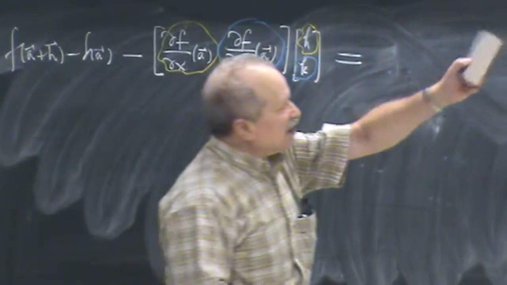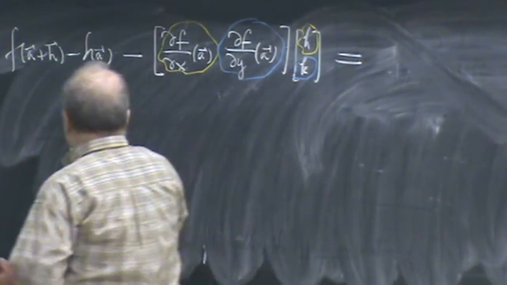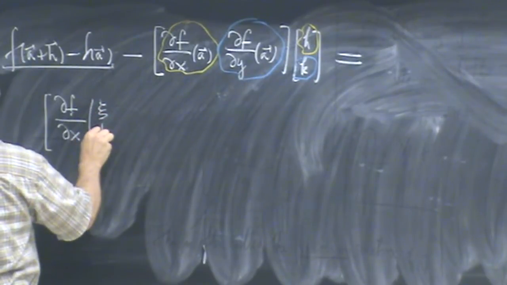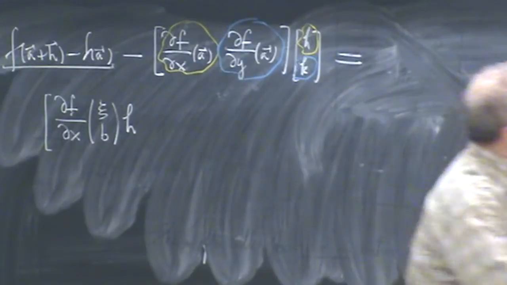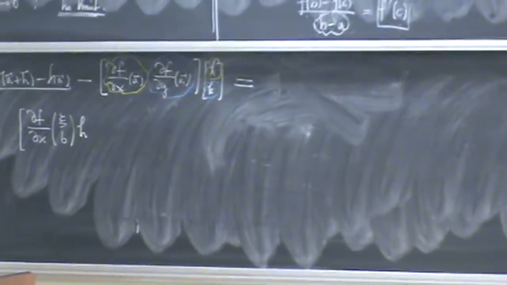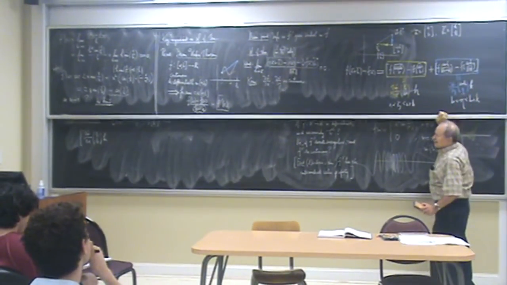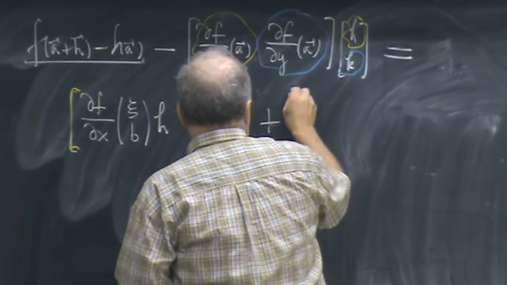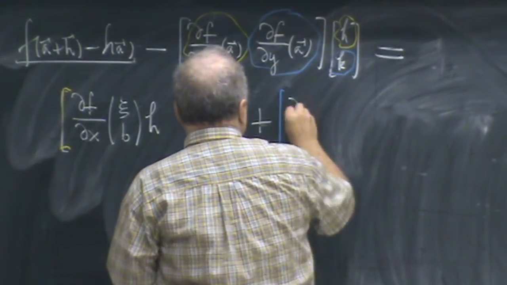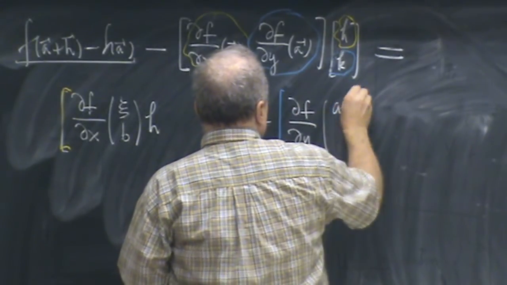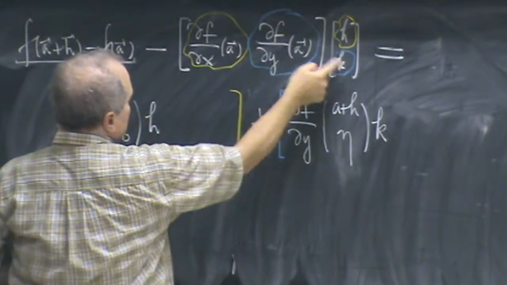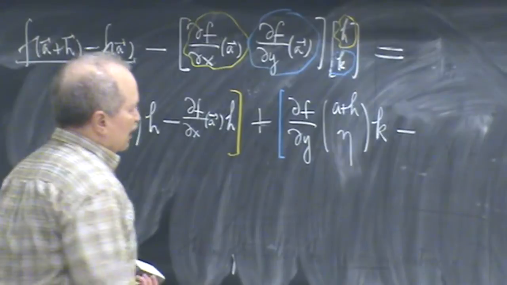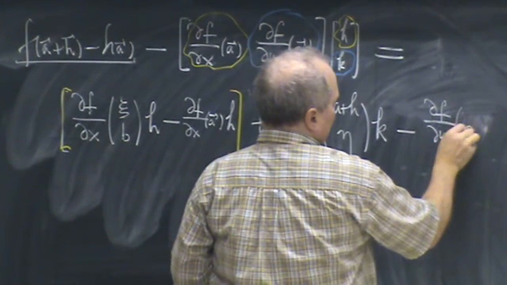So my yellow piece over there, the yellow part of this becomes this. So I've split f of a plus h minus f of a into yellow plus blue, and this is the yellow part, and this is the blue part. So I've got the yellow part here, and then I've got the blue part. And the blue part is partial with respect to y at a plus h, eta, times k, and now I'm going to put in this stuff inside my brackets. So I have the partial with respect to x at a times h, and here I have the partial with respect to y at a times k.